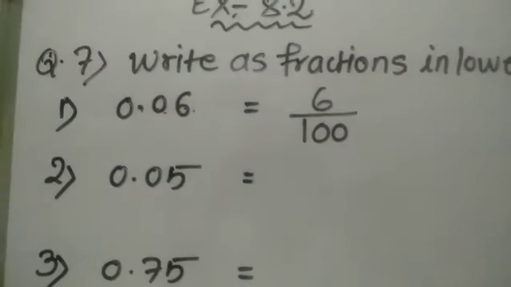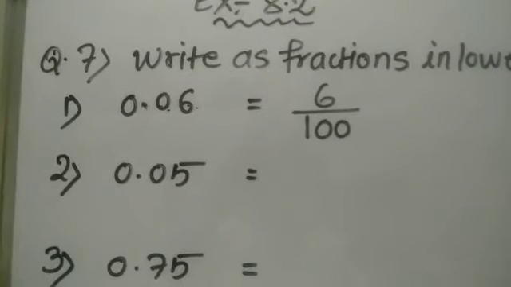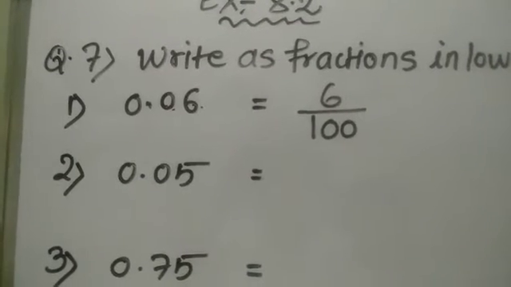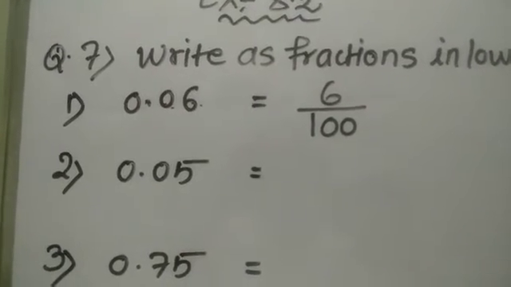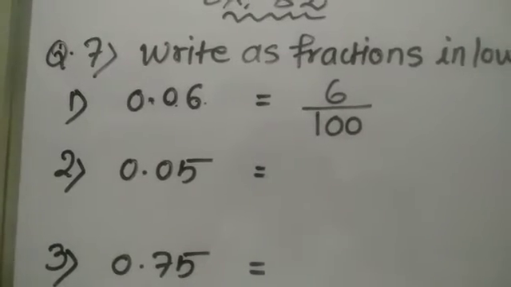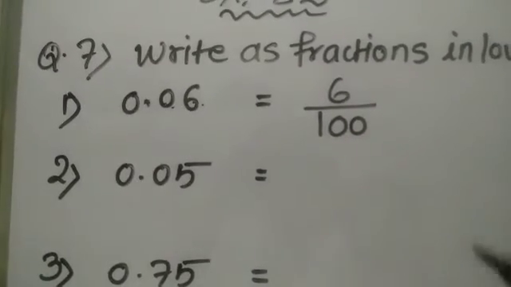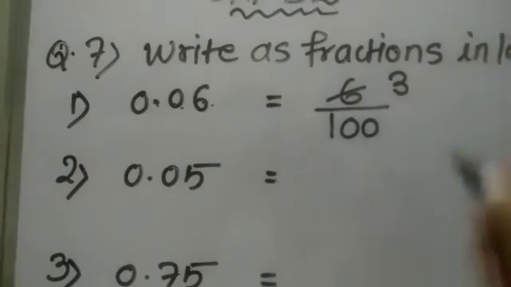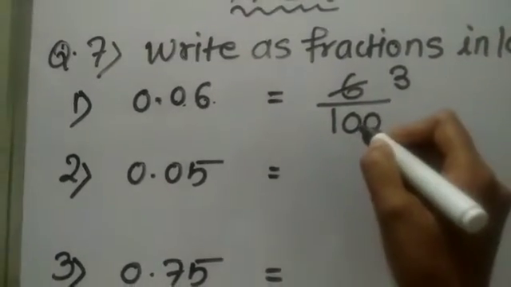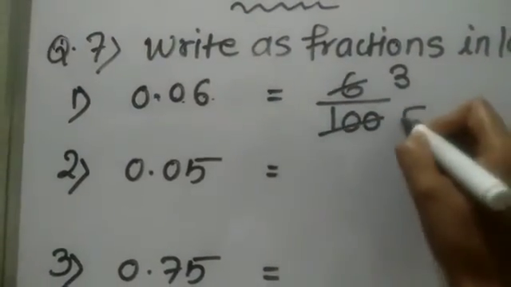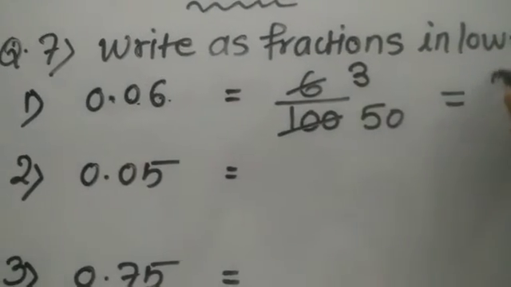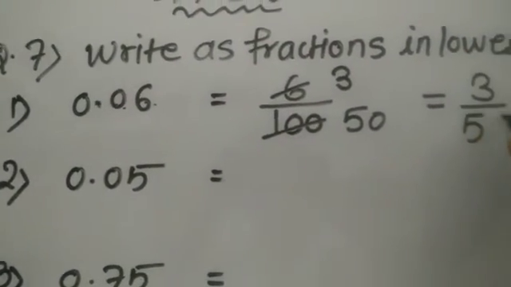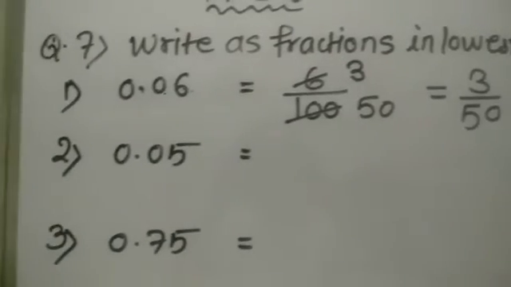Now let us reduce this fraction to the lowest term. Now in 6 and 100 there is one common factor, 2. 2 divides both 6 and 100. So if we divide 6 by 2, we'll get 3, 2 3s are 6. And if we divide 100 by 2, we'll get 50. Hence 3 upon 50 is the lowest term.